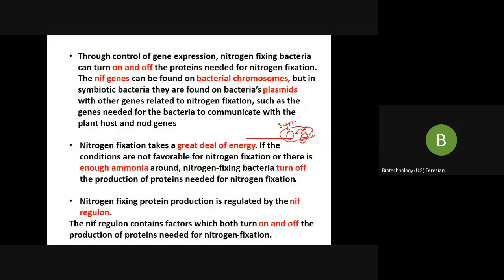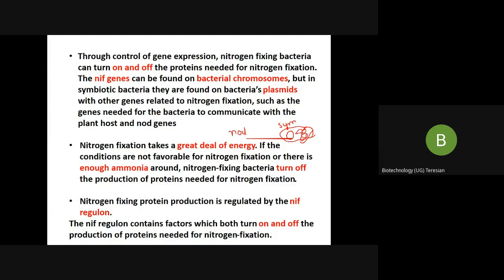So this bacterial plasmid has other genes related to nitrogen fixation, such as the genes which are needed to communicate between the bacteria and the host plant. Those genes are also present. So if a bacteria wants to communicate to a plant, there is a particular gene which is known as the NOD gene, which results in the nodule formation, which we shall see later on.